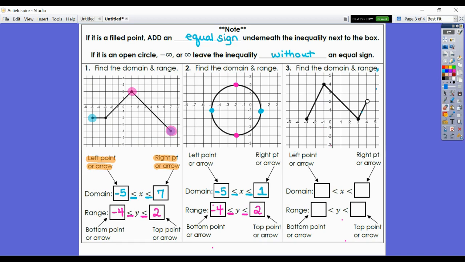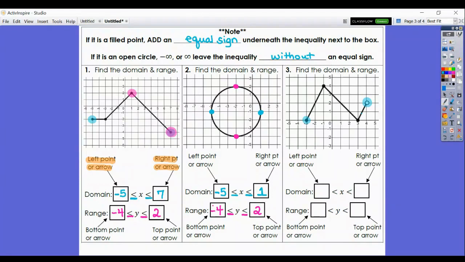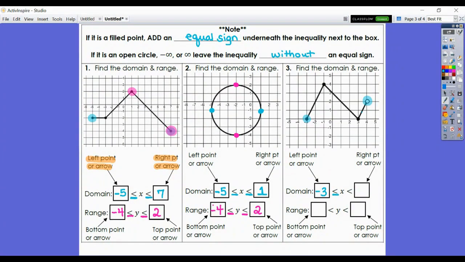Last example, number 3 here. We want to find the domain and range. Again, I'm going to go ahead and circle in blue the left and rightmost points here. The left point, I want to fill in this first box before my inequality sign, and that x value is at -3. If you're struggling with the x values, you can always list the points and then know that the x value comes before my comma. So that's the one I'm filling in because domain is just the x values.